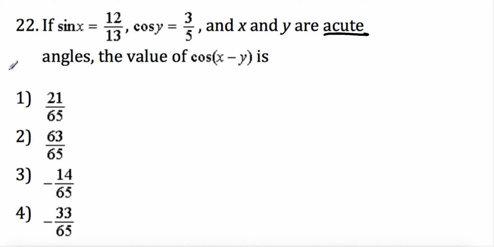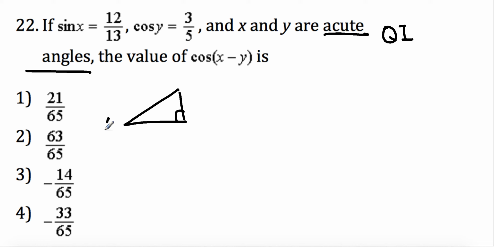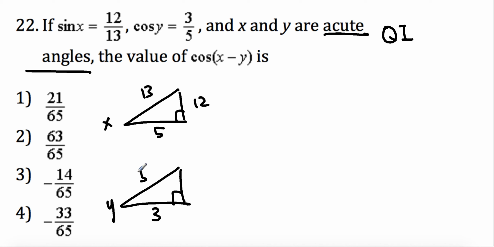Once again, they are acute angles. That means we are in quadrant 1. We don't have to worry about other stuff. They are all positive. So sine of x is equal to 12/13. Then how about, let's draw the triangle. Sine being opposite side is equal to 12, and then hypotenuse 13. Then we know that adjacent side must be 5. How about the second ratio? Cosine of y equals 3/5. That means the adjacent side is equal to 3, and hypotenuse is 5. That means the opposite side must be equal to 4.